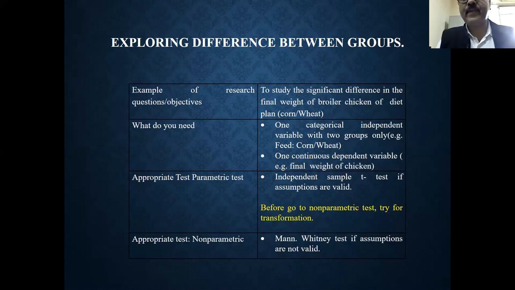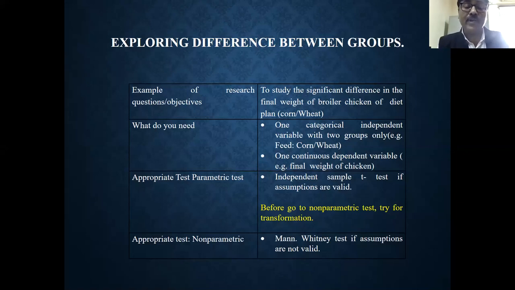So in this case, you try a transformation first, before going to the non-parametric test, because there are suspected outliers and extreme outliers. After transforming the data, you again check whether it follows a normal distribution or not. If it does, you go for the independent sample t-test. If after transformation the data is still not following a normal distribution, then as the last step you go for the non-parametric test.